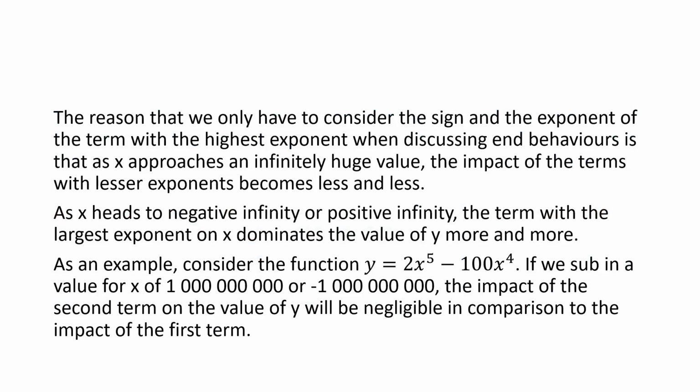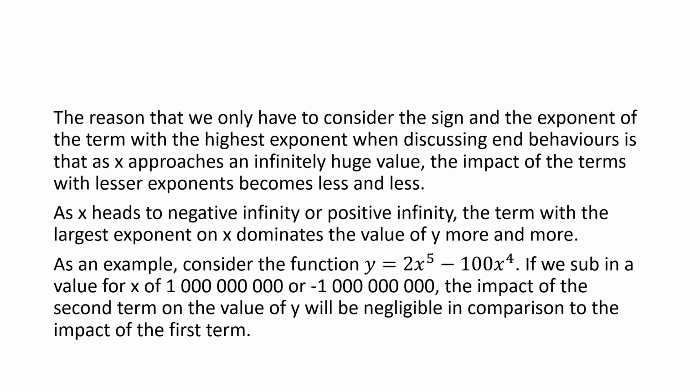Now, the reason that we only have to consider the sign and exponent of the term with the highest exponent when discussing end behaviors is that as x approaches an infinitely huge value, the impact of the terms with lesser exponents becomes less and less. As x heads to negative infinity or positive infinity, the term with the largest exponent on x dominates the value of y more and more. As an example, consider the function y equals 2x to the 5 minus 100x to the 4. Now, if we have x values around the origin, for example, an x value of 1 or 2, the value of y will be dominated by the term negative 100x to the 4.